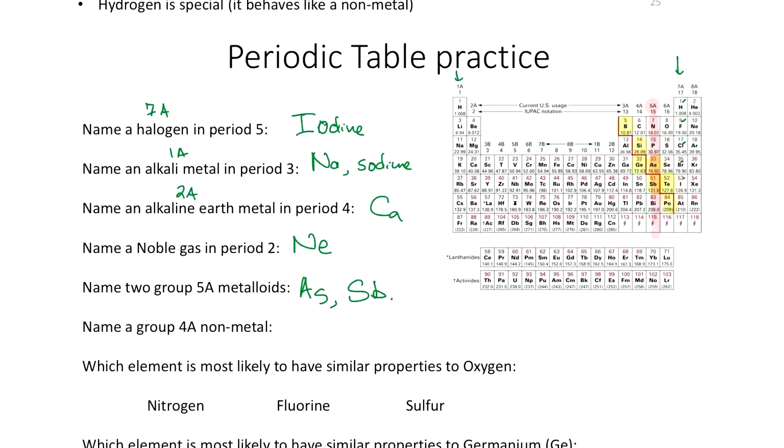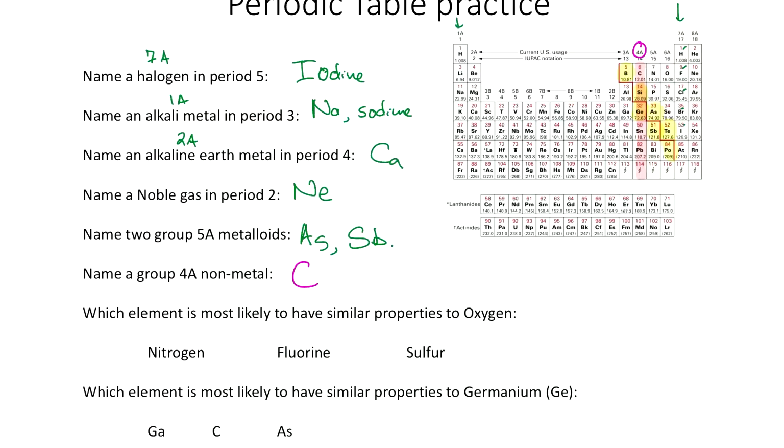All right, name a group 4A nonmetal. So we're going to look at the nonmetals, group 4A, so you can count. There's 4A. I already have it highlighted for you. So where is our 4A nonmetal? Which one? Carbon. Is there any more nonmetals in group 4A? Nope, it's just carbon. The rest are semimetals or metals, so it's just carbon.